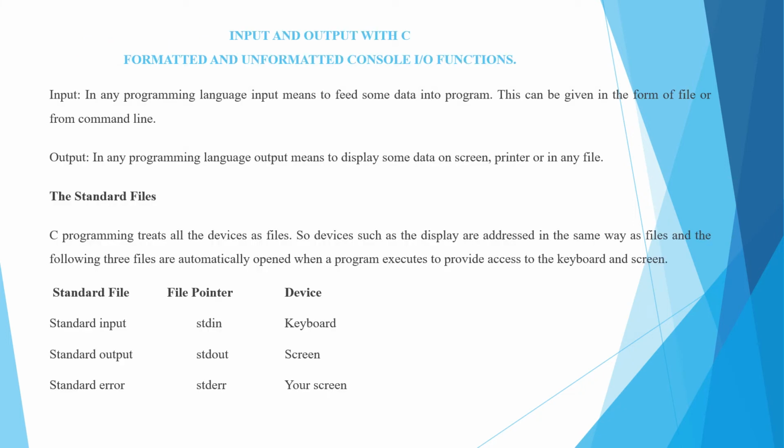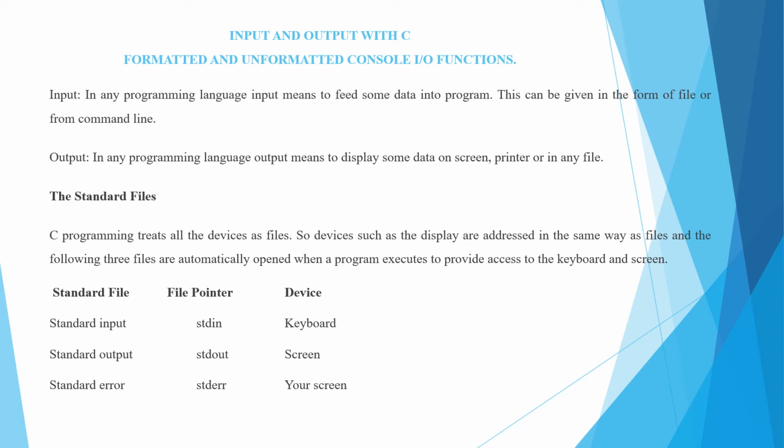Then we go to the next slide here, input and output with C programming. There are two different types of input and output with C programming: formatted and unformatted console input output functions. Input means, in any programming language, feeding or accepting some data into the program. This can be given in the form of a file or from a command line. In other words, input means to feed some data into the program.